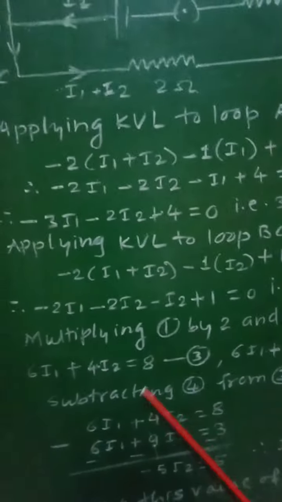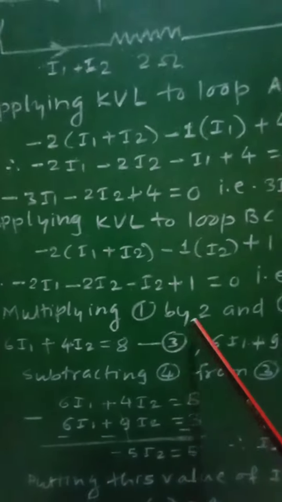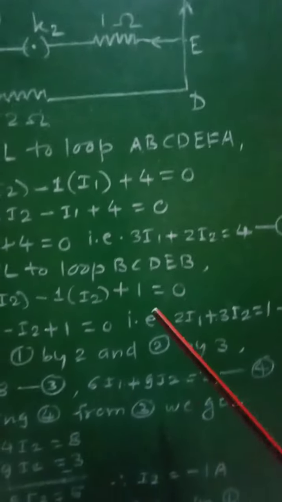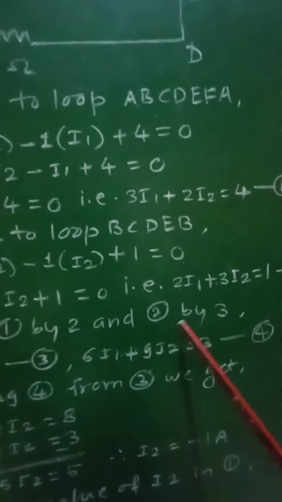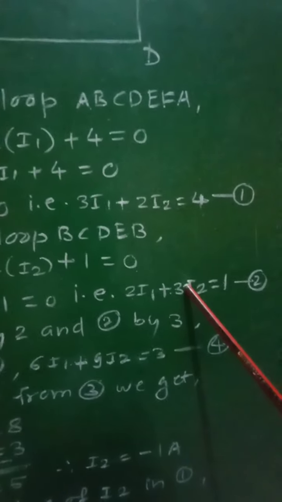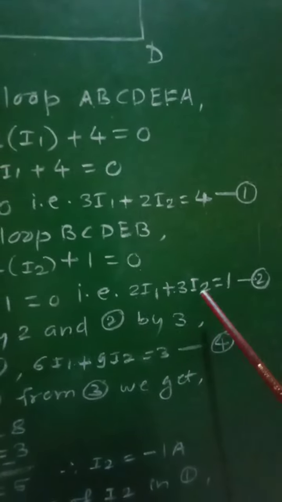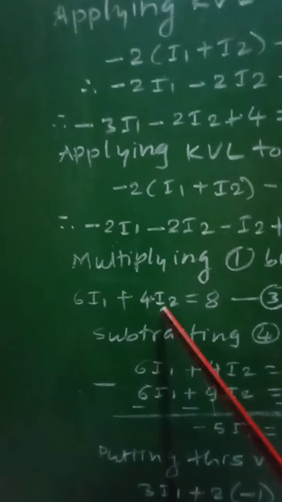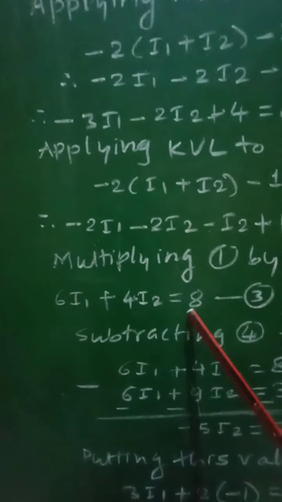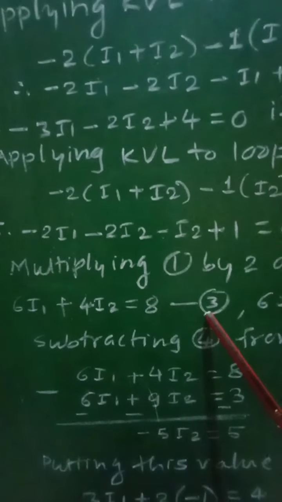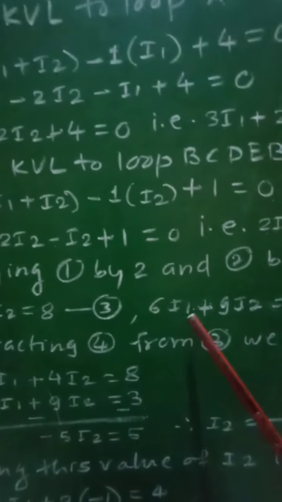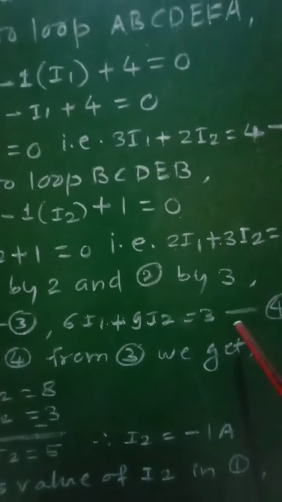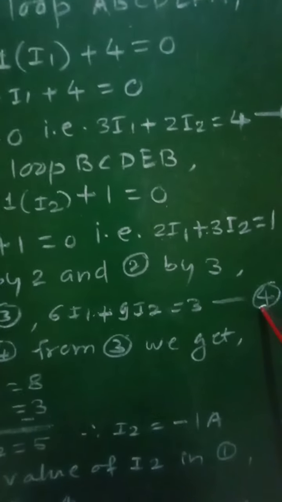Now, multiplying equation 1 by 2, so this equation will be multiplied throughout by 2 and equation 2 will be multiplied by 3, that is this second equation will be multiplied throughout by 3, and therefore we will get 6I1 plus 4I2 equal to 8 from first equation, let it be equation number 3, and then 6I1 plus 9I2 equal to 3 from equation number 2, that is equation number 4.